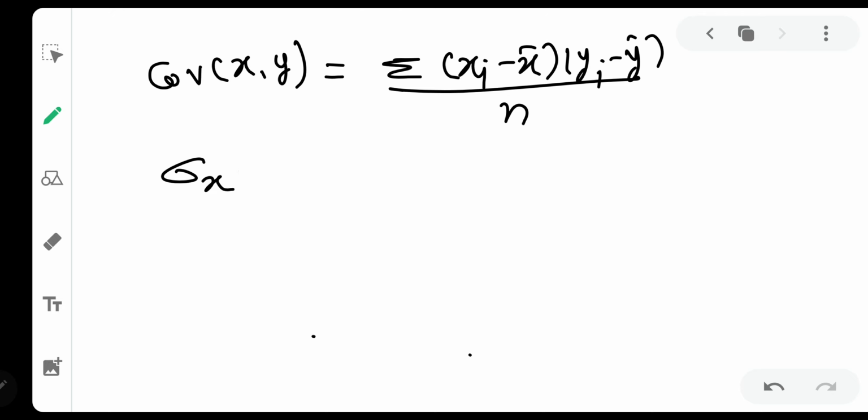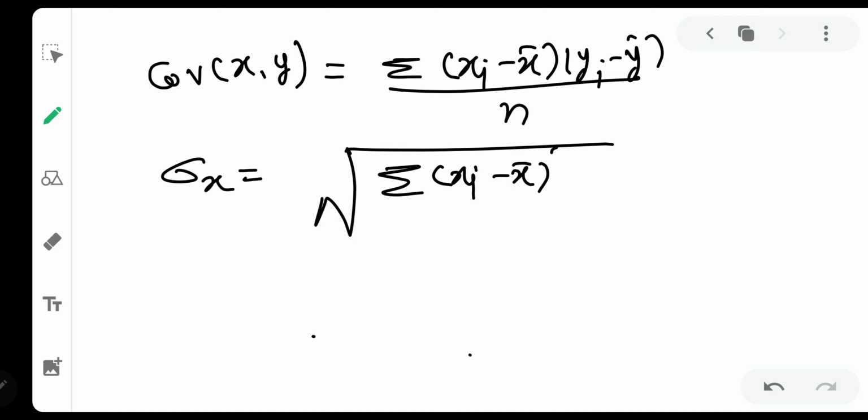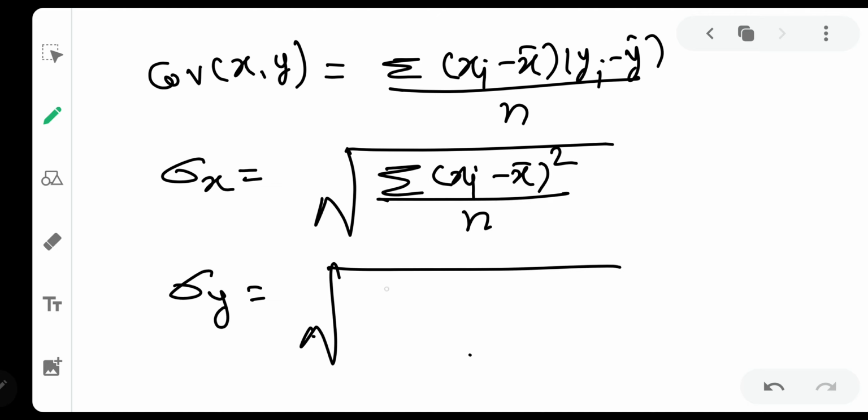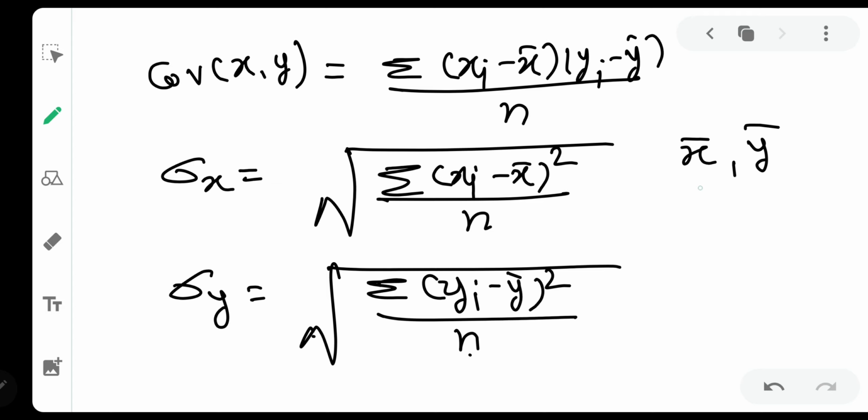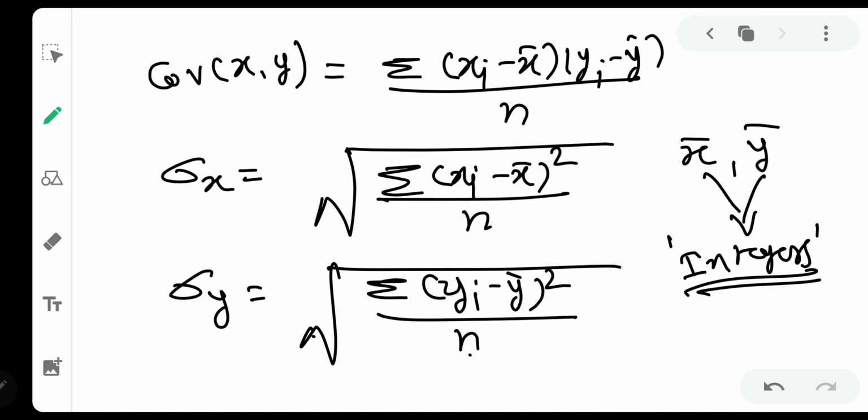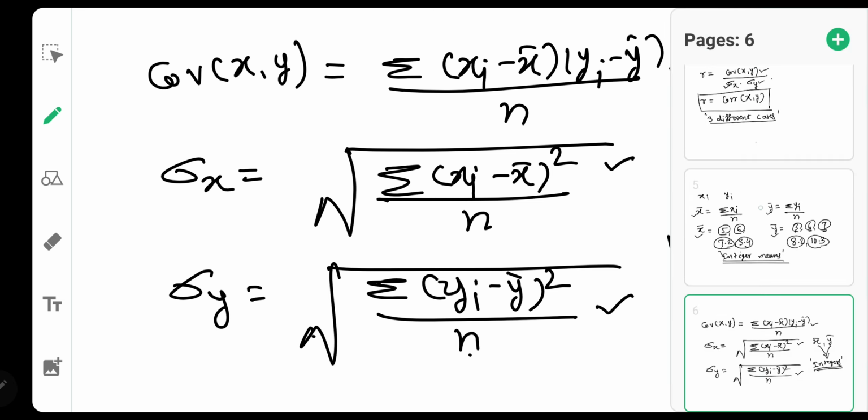And how do we calculate standard deviation of x? It will just be under root of summation xi minus x bar the whole square upon n. And what will be standard deviation of y? Similarly, it will be under root of summation of yi minus y bar the whole square upon n. If x bar and y bar both are integers, then only we are going to apply this method. If you apply this method, trust me, a 4 marks question will be nothing more than a simple 2-minute question. So let us deal with such a question.